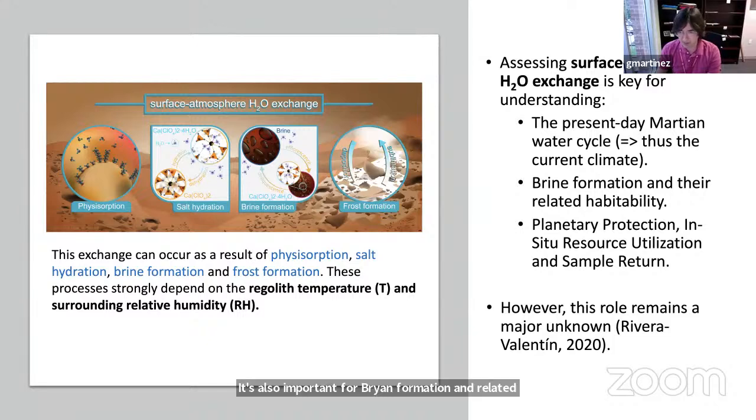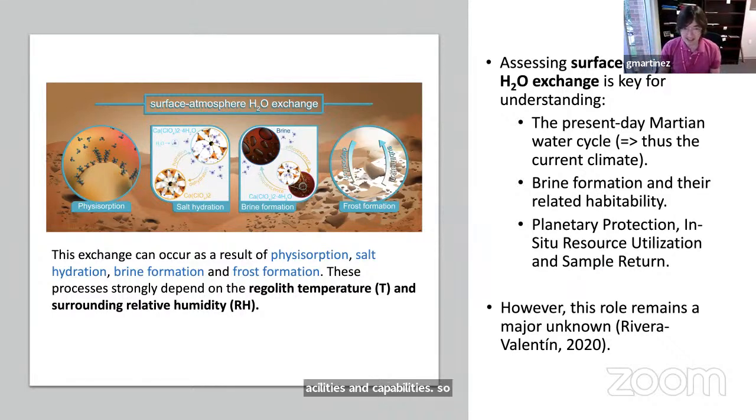Edgar went over this before. These exchanges are definitely important for planetary protection, ISRU, and sample return. However, this exchange remains a major unknown. This is very well summarized and captured in the white paper led by Edgar Rivera-Valentin. In the remainder of this presentation, what I'll be doing is explaining why this remains a major unknown. First of all, based on current in-situ measurements, and second, based on current lab facilities and capabilities.